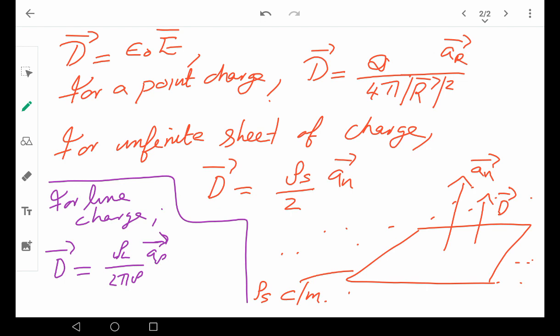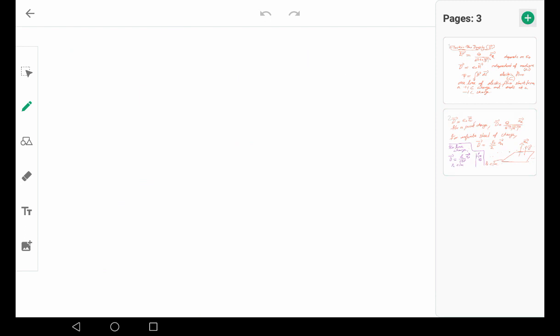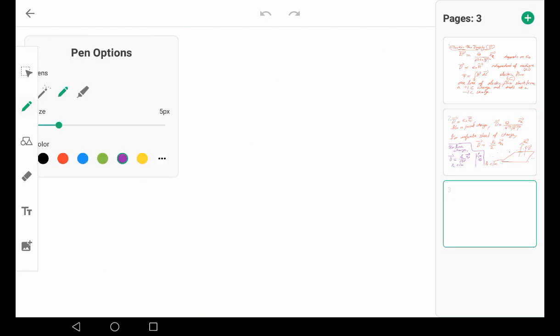Suppose you have a line charge like this, and there is a point here, you draw this line. This is rho, and the arrow is in the same direction. The line charge density is rho L coulombs per meter. Then you can find out the electric flux density at that particular point. That's how you do it. Now we will do a problem. An example we will do.